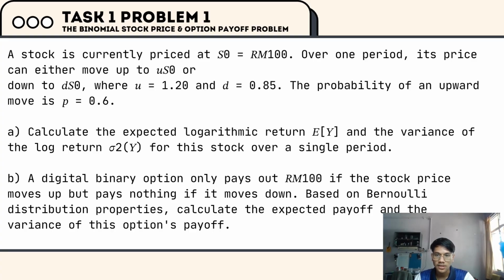The first question is, calculate the expected logarithm return E[Y] and the variance of the log return for this stock over a single period. And the second question is, a digital binary option only pays out 100 ringgit if the stock price moves up, but pays nothing if it moves down. Based on the Bernoulli distribution properties, calculate the expected payoff and the variance of the option payoff.